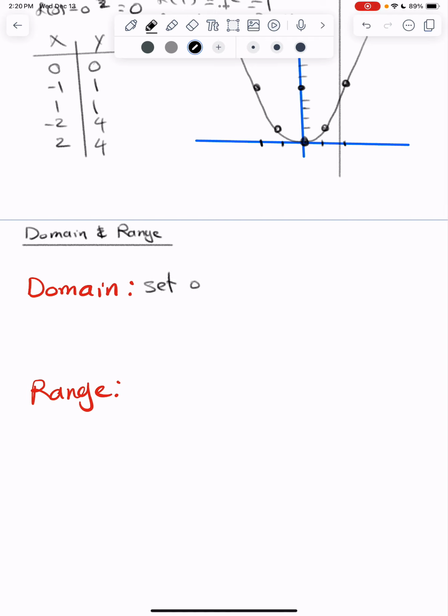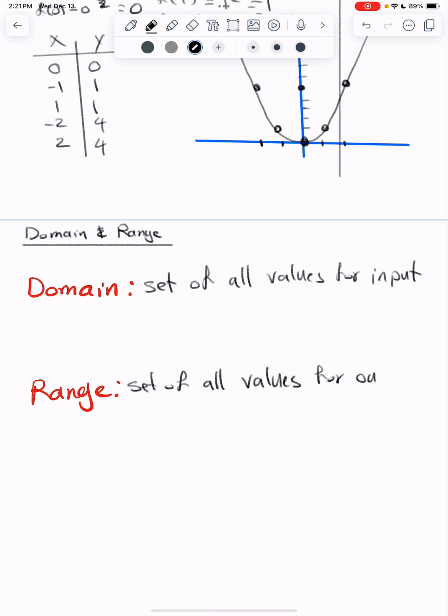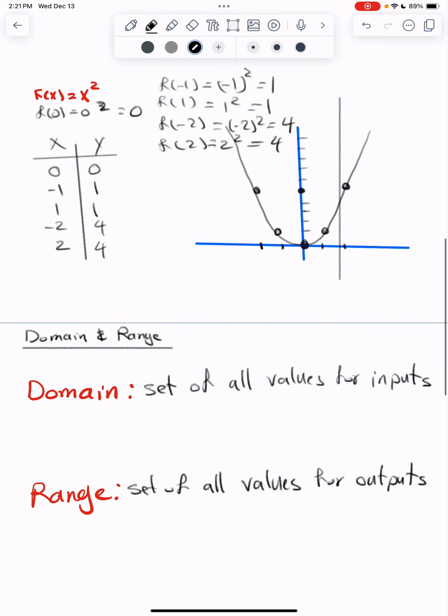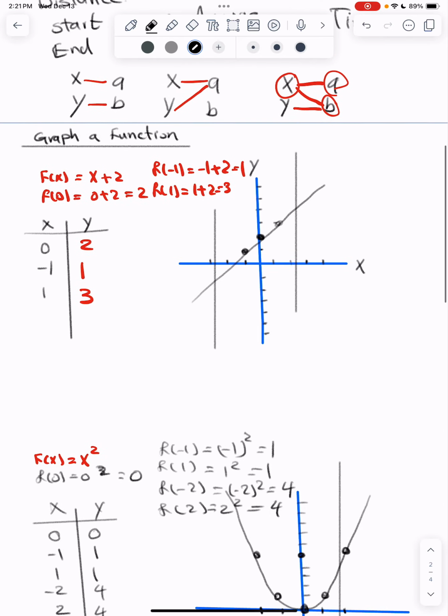Domain is the set of all values for input, and range is the set of all values for the outputs. What does that mean? Basically, what can be used for the x, or what are all the values that y can be.